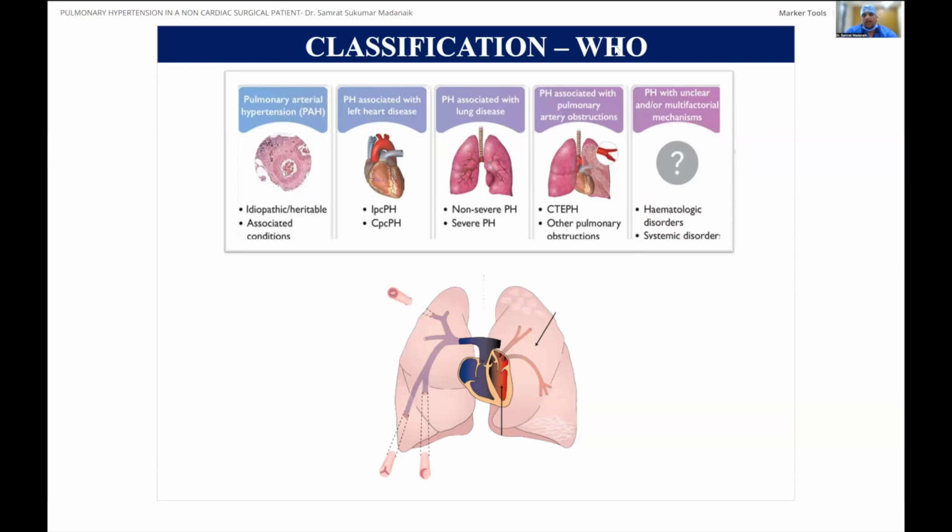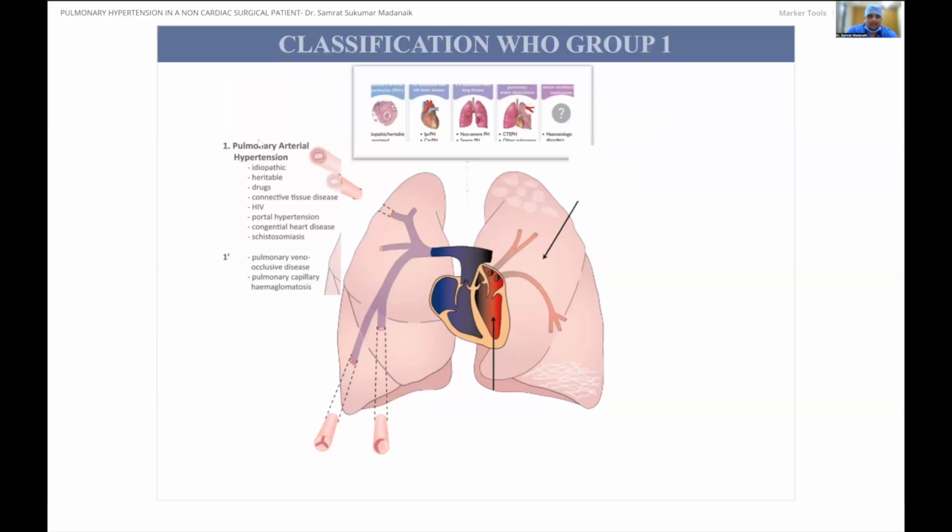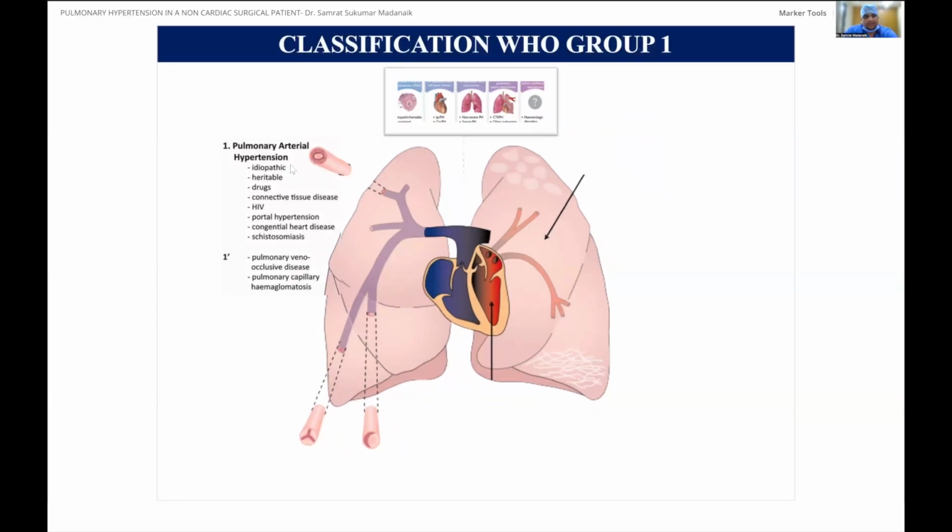What does the World Health Organization say? The World Health Organization has classified pulmonary hypertension into 5 groups. Let us see these 5 groups, one at a time. Group 1 patients are patients who have pulmonary arterial hypertension, which is due to idiopathic causes or some associated conditions. In a subset of patients who have been on certain drugs, or patients who have connective tissue diseases, HIV or portal hypertension, or patients who have congenital heart diseases or schistosomiasis, are included in group 1 pulmonary hypertension.